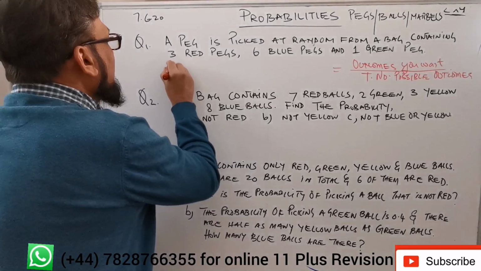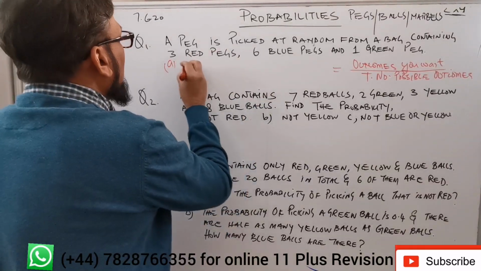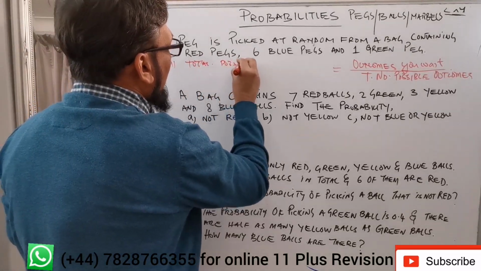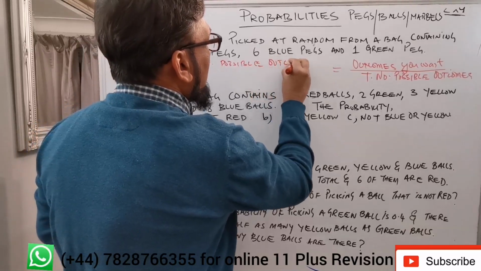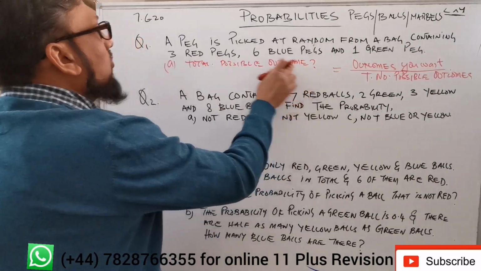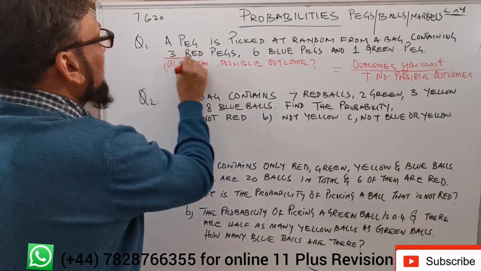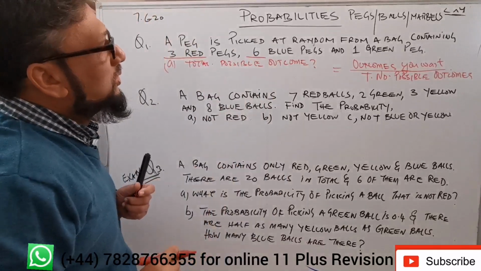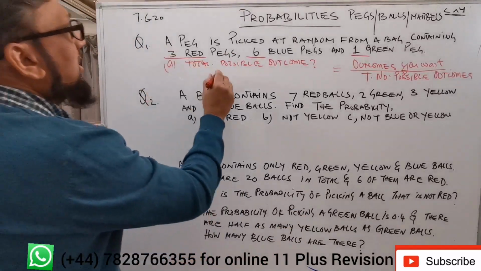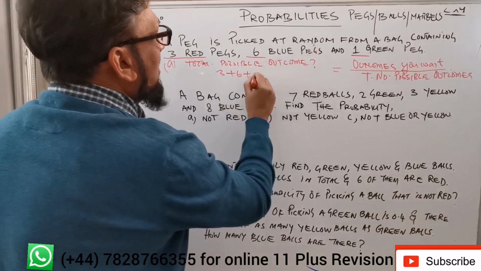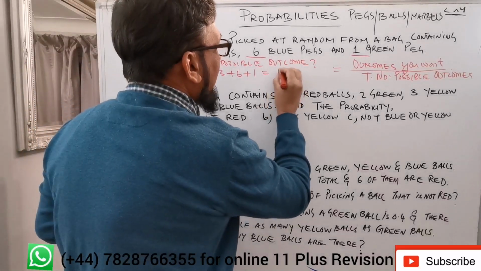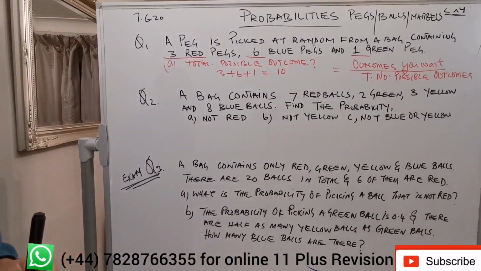So part A is asking us to find the total possible outcomes. The bag contains 3 red, 6 blue, and 1 green. So it means 3 plus 6 plus 1. So the total number of possible outcomes will be 10. So this is the answer for part A.